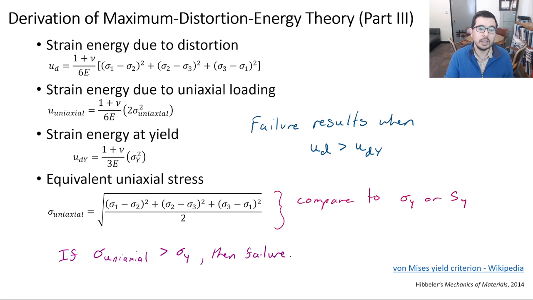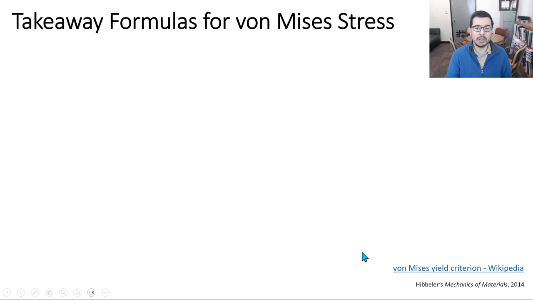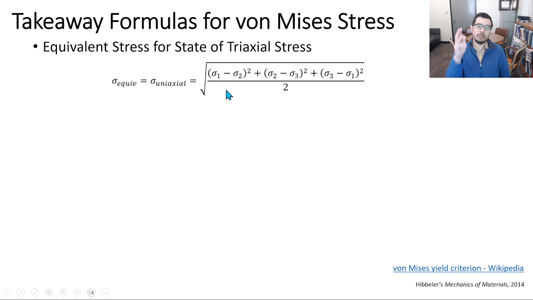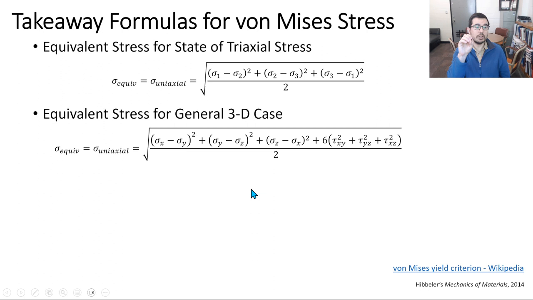So here's some takeaway formulas, right? This one, put it on your formula sheet, okay? If you have the triaxial state of stress, you can figure out an equivalent uniaxial stress that we can map to the yield strength of the material. Here's another one that's really nice. This is the equivalent stress for the general 3D case. So with this formula, you don't even have to calculate the state of triaxial stress.